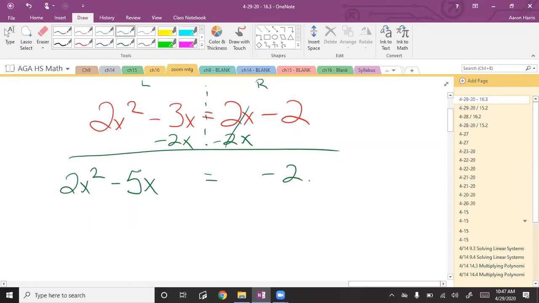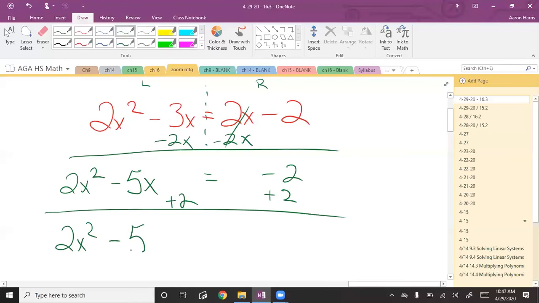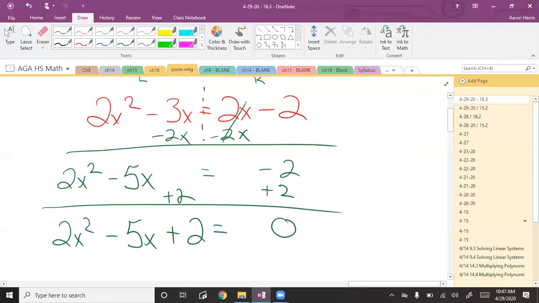How do I get that negative 2 over to the right side? You add it underneath. So negative 2 plus 2 is 0. Now I make its own column, correct? Because it doesn't have a variable. So I get 2x squared minus 5x plus 2. Does that make sense? This is equal to 0 now.